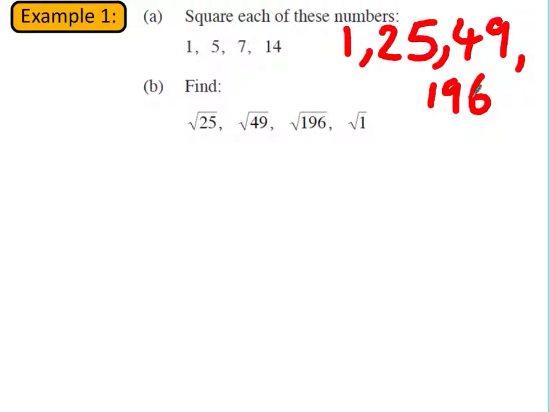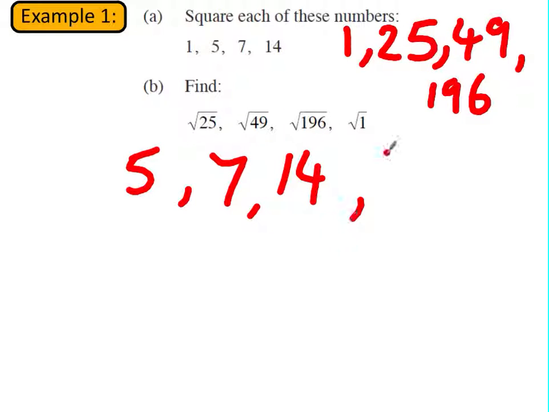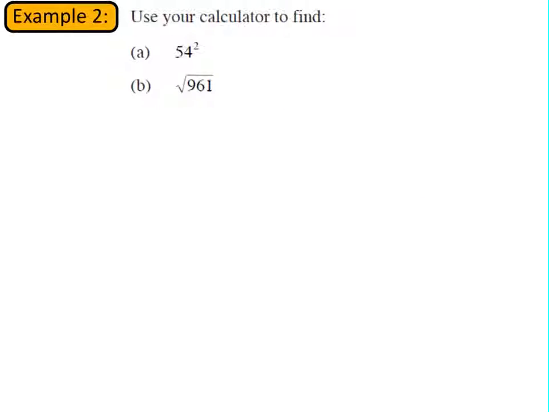So the opposite of squaring is square rooting. And I'm thinking to myself, when I'm square rooting something, what is it that times by itself to make a certain number? So what times by itself to make 25? Of course, 5. What times by itself to make 49? 7. What times by itself to make 196? As we've previously seen, 14. And what times by itself to make 1? Of course, 1. So that's the way your mind needs to work when dealing with square roots.